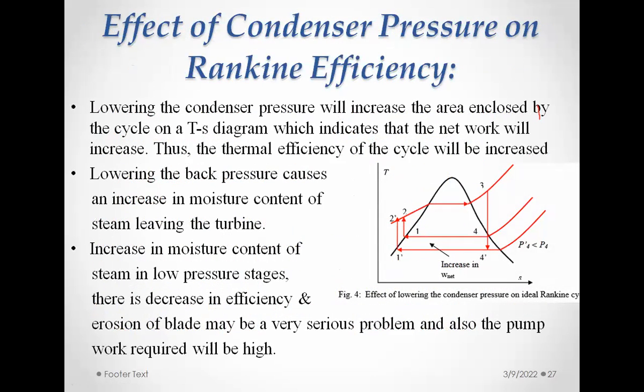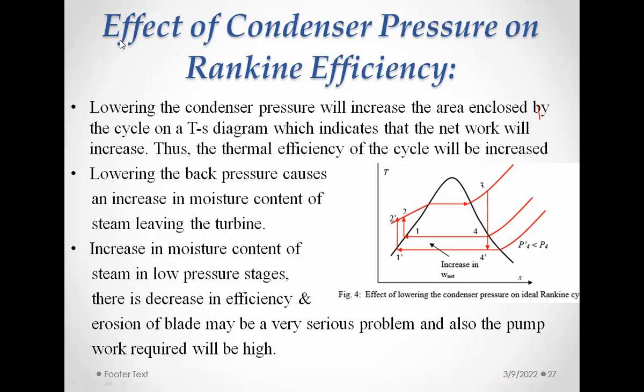Now this point we already covered, effect of condenser pressure on cranking efficiency. So in order to increase the efficiency, what should we do? Should we decrease the condenser pressure or increase the condenser pressure? Decrease, right? So we have seen there are methods. Either you decrease the condenser pressure, or you increase the boiler pressure, or you superheat the steam, or you can go with reheating the steam and regeneration. So there are methods for increasing the efficiency. One of them is decreasing the condenser pressure. So this is related to that.